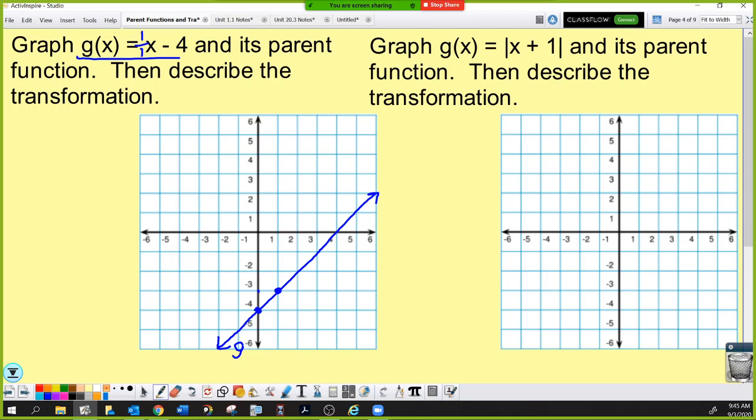The directions say graph g of x and its parent function. So in a red dotted line, I am going to graph the parent function. On the homework, you guys will be graphing the one they gave you and the parent function.